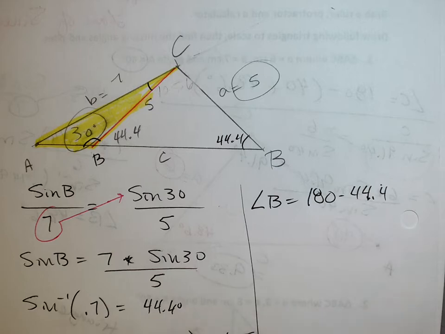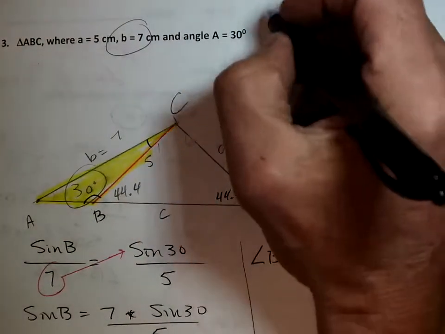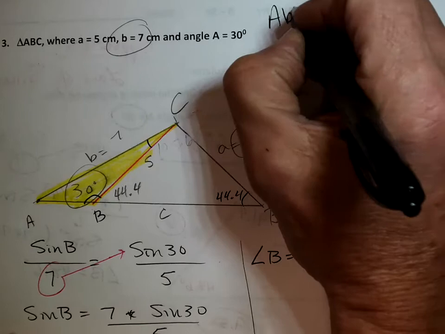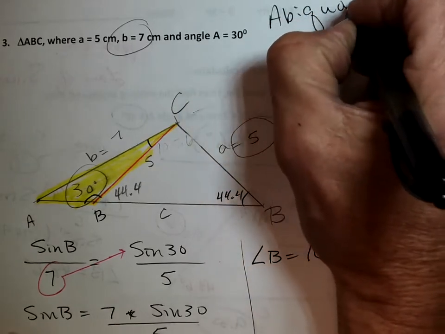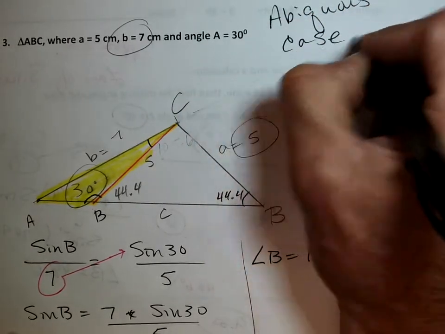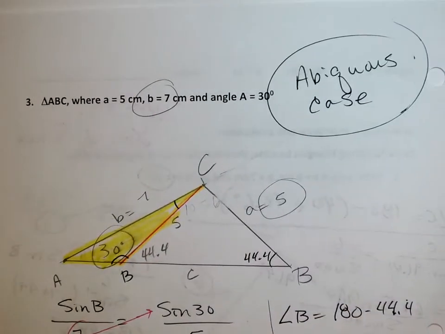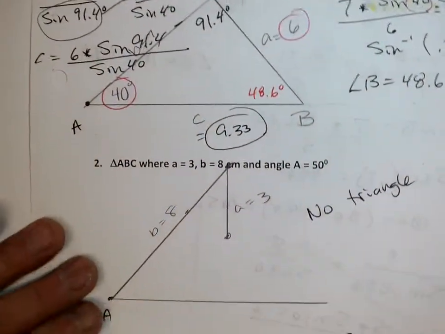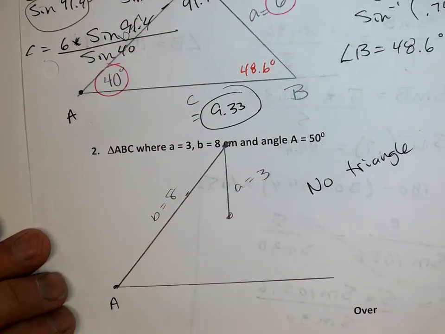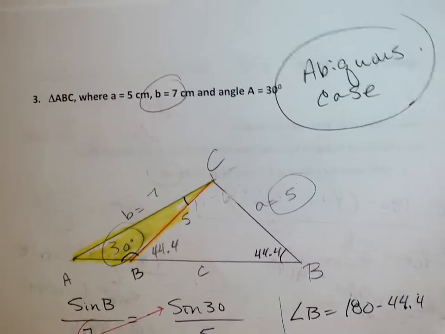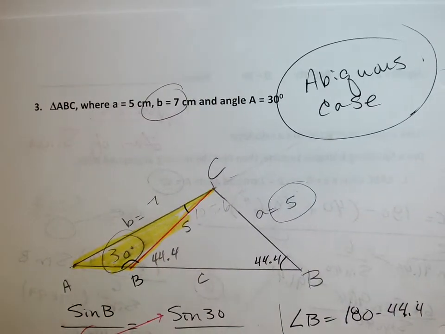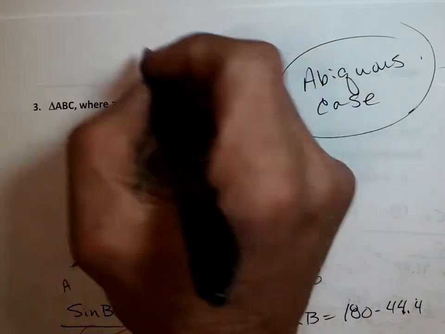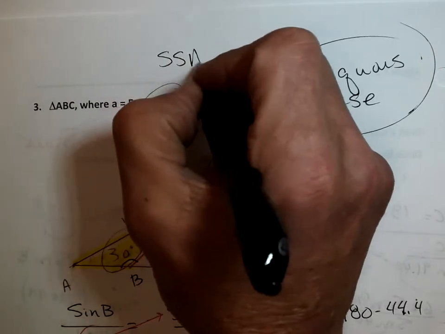Okay, so here we go. What we're looking at is what we call the ambiguous case. It's called the ambiguous case because there's a possibility of getting just one triangle, no triangles, or we just found two possible triangles. The ambiguous case happens when you have a side-side angle.